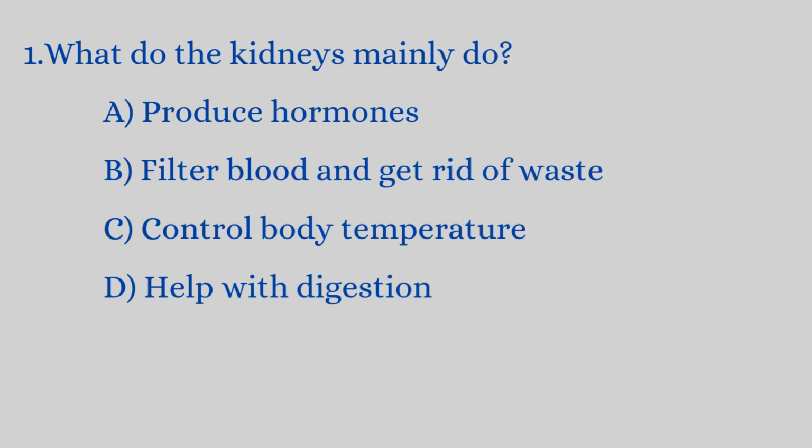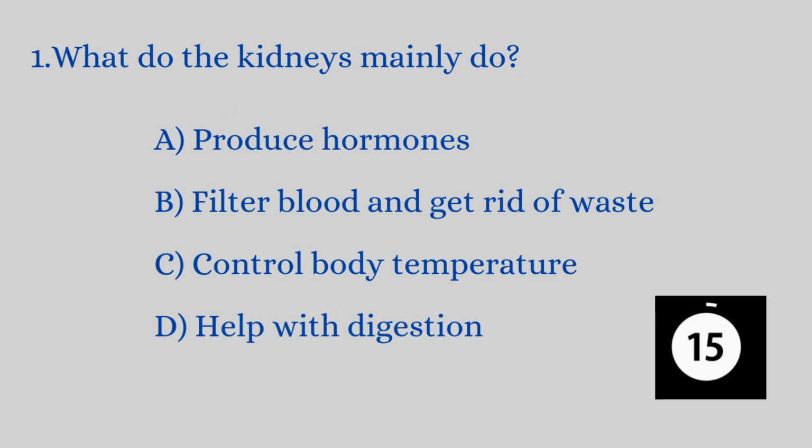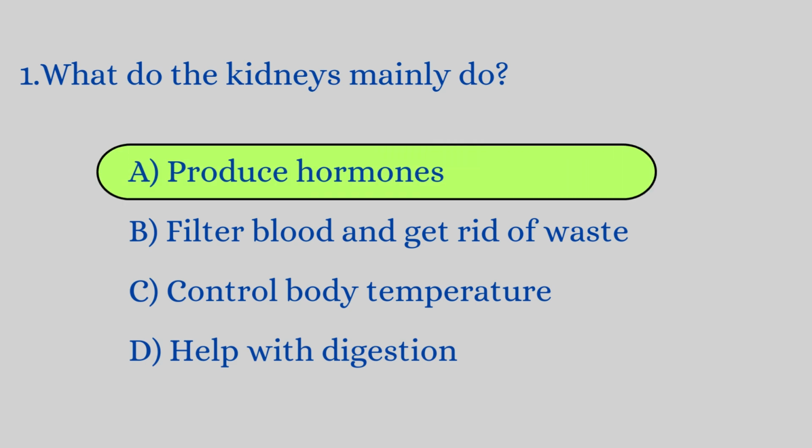1. What do the kidneys mainly do? A. Produce hormones. B. Filter blood and get rid of waste. C. Control body temperature. D. Help with digestion. The answer is A. Produce hormones.